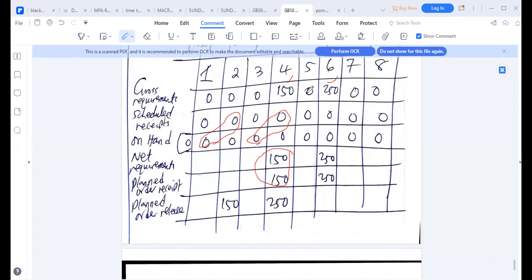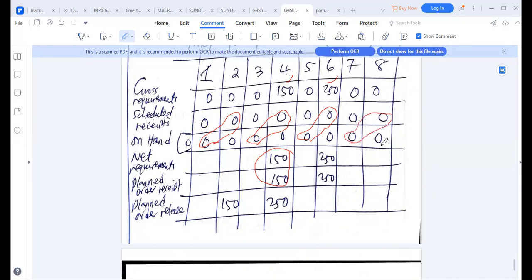0 plus 0 to meet 0, it's 0. 0 plus 0 to meet the 250, the net requirement is 250. So we should order the net requirement of 250. We are going to remain with nothing, with 0 here. 0 plus 0 to meet 0 is 0.